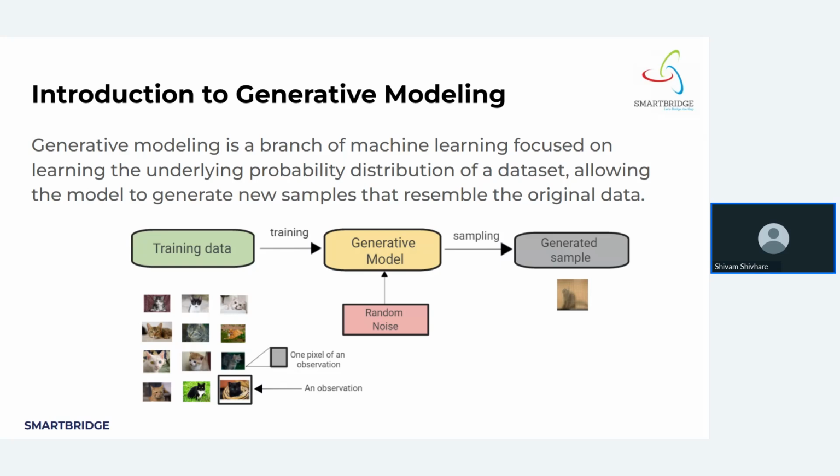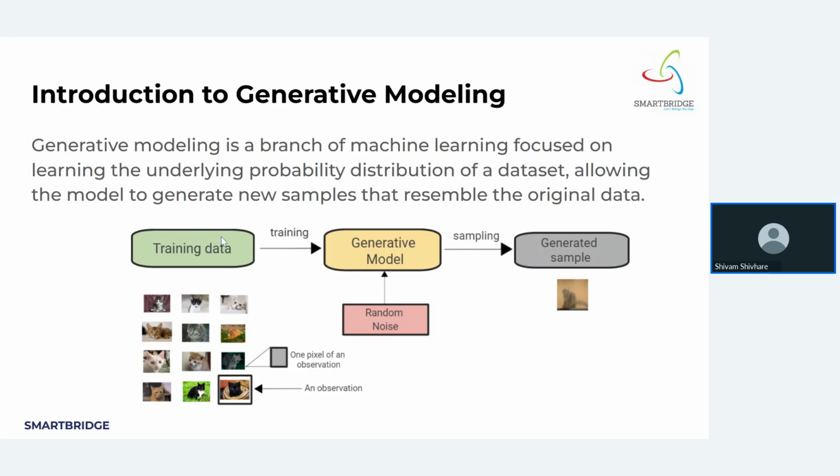Now, what we discussed till now is going to be repeated. Generative models are a branch of machine learning focused on learning the underlying probability distribution of a data set, allowing the model to generate new samples that resemble the original data. See here, they gave an example. You train the model using different images. Sometimes the cat is sitting, doing different expressions, right?